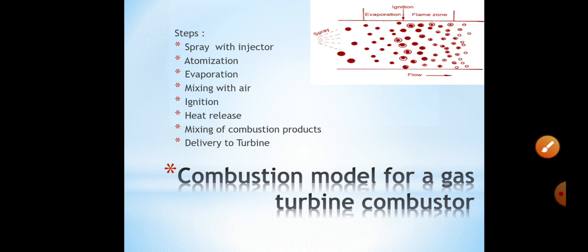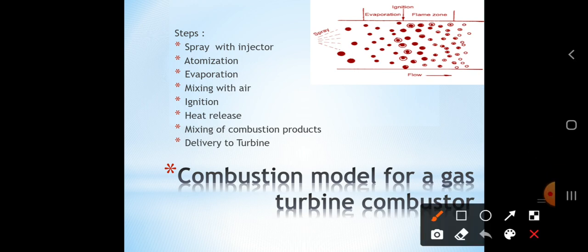Then we are going to see the combustion model for a gas turbine combustor. Here, initially the fuel will be sprayed into the highly compressed gas, and then this fuel will evaporate in the primary zone, and then the ignition process will start. Once ignition starts, the flaming zone will automatically develop and add a higher amount of temperature to the gases.